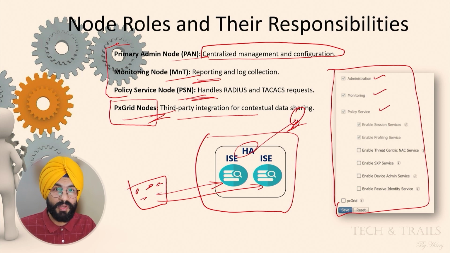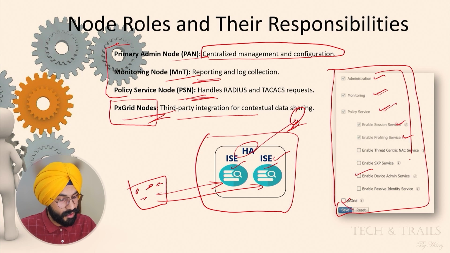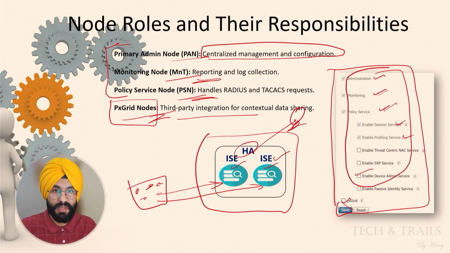In a standalone node, if we go with a testing VM, all these services are enabled by default. When we need to go with high availability, we need to make sure the same services are enabled on both nodes: Admin, MNT, PSN session service, profiling service, or if we want device admin also, we can enable it. These services should be enabled from here. If we want pxGrid, we can enable it. Otherwise, it is not compulsory. Only if there is integration with third-party components does pxGrid need to be enabled. So in an HA deployment or standalone, we can enable these on one node, and similarly enable them on the standby node.